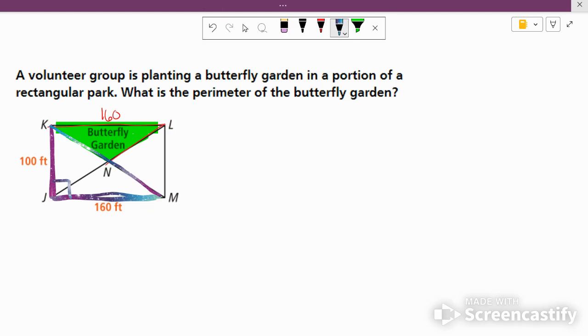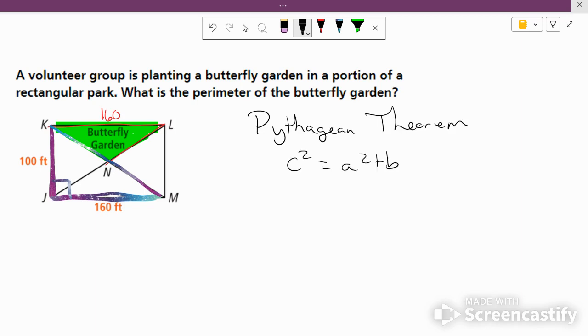If I know two sides of a right triangle, how do I find the third side using some magical formula from a guy from Greece? What's the magical formula if we know two sides of a right triangle to find the third side? It's right behind me. It is the Pythagorean theorem. You will use that today. The Pythagorean theorem says c squared equals a squared plus b squared.